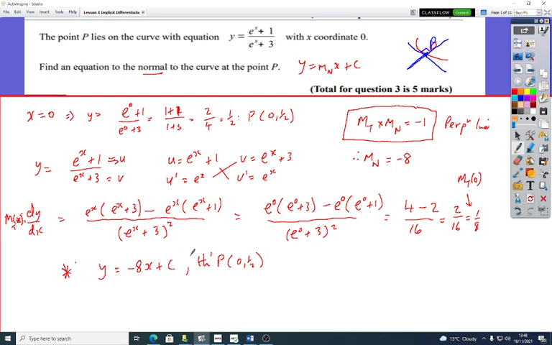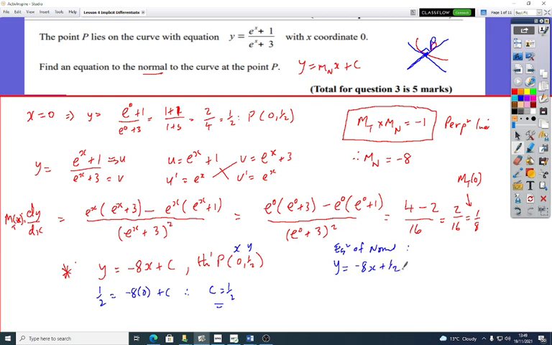So now if I sub those values, I always put y first so I don't do it the wrong way around. That is a half equals x is 0 plus c. Therefore it's pretty obvious that c will be a half. It doesn't ask for any particular form, so you can just write y equals, if you want, the equation of the normal is y equals minus 8x plus a half.